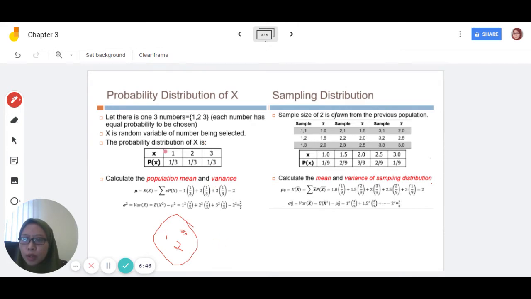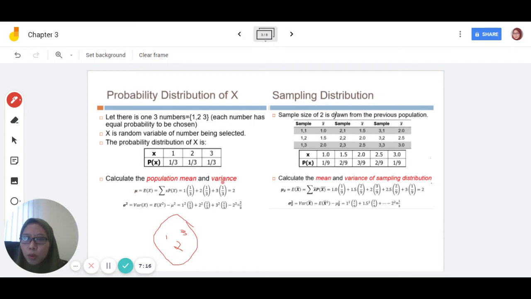From here you can find the population mean and the population variance, according to our previous formula for the expected value and the variance. Then we substitute: 1 times 1 over 3 plus 2 times 1 over 3 plus 3 times 1 over 3, which is equivalent to 2. So that is the population mean, which we denote as mu.